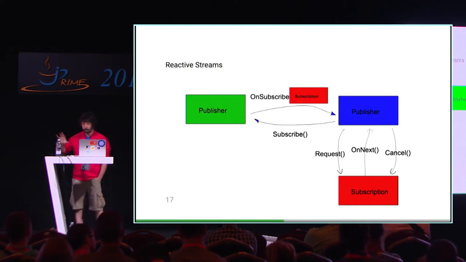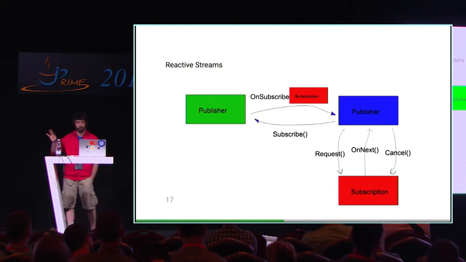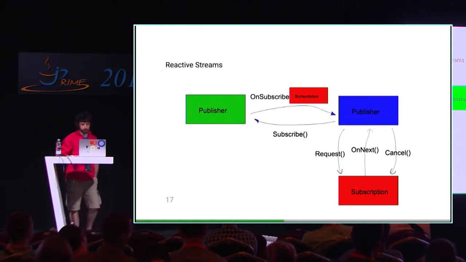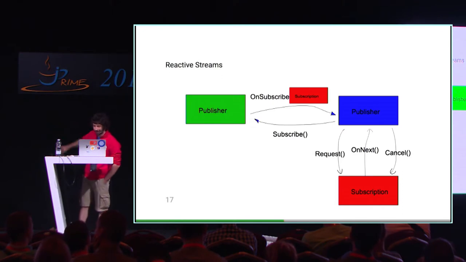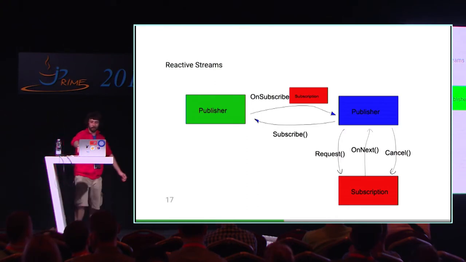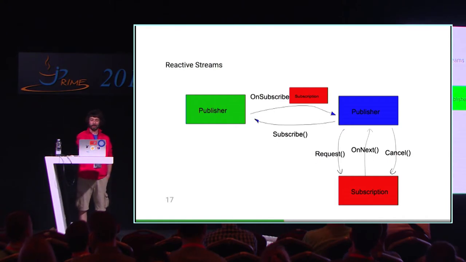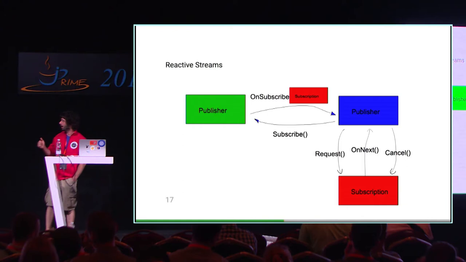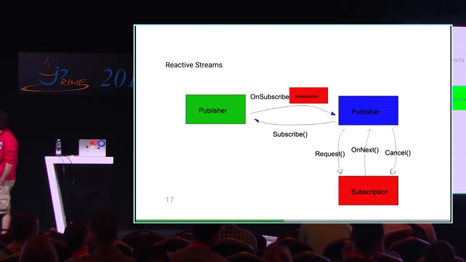So a little bit of visual. We have there the publisher. The right one, I'm sorry, is a subscriber. I will fix the slide. So the subscriber subscribes, and the subscriber receives onSubscribe, and receives the subscription.